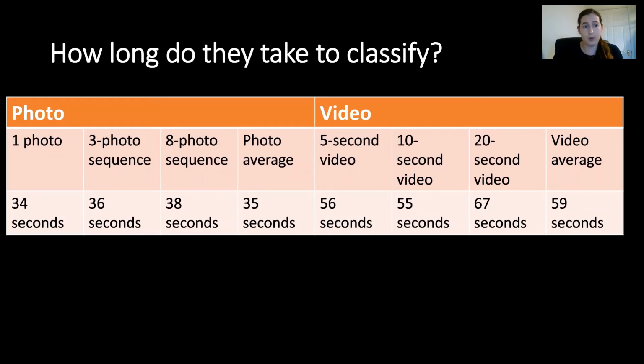So on average, people would classify a single photo if it came up within 34 seconds. If there were 3 photos in a sequence, 2 seconds longer, they would take 36 seconds. And if there were 8 photos in the sequence to go through all of them, just a couple more seconds on that. However, even when the video was only 5 seconds long, people tended to take almost a minute to classify it. And that was a similar time for 10-second videos as well. And then if it was a 20-second video, they would take a little bit longer.